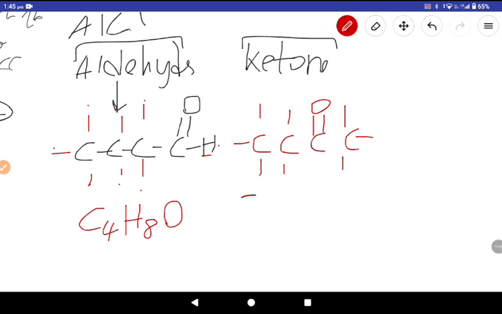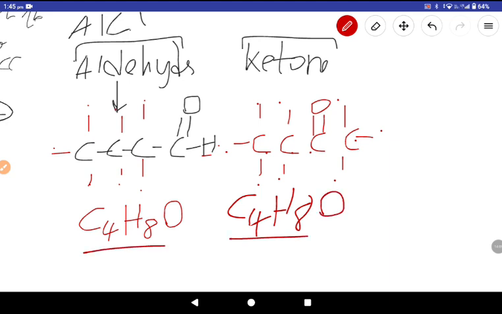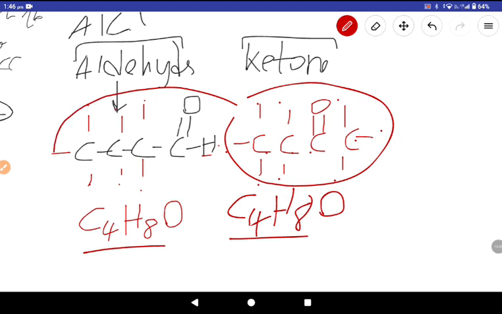You go to the ketone, you do the same thing. How many carbons? 1, 2, 3, 4. You have 4 of them. How many hydrogens? 1, 2, 3, 4, 5, 6, 7, 8. You'll have 8 of them and only 1 oxygen. So can you see that they have the same molecular formula, but they belong to a different group? That's what a functional isomer is.